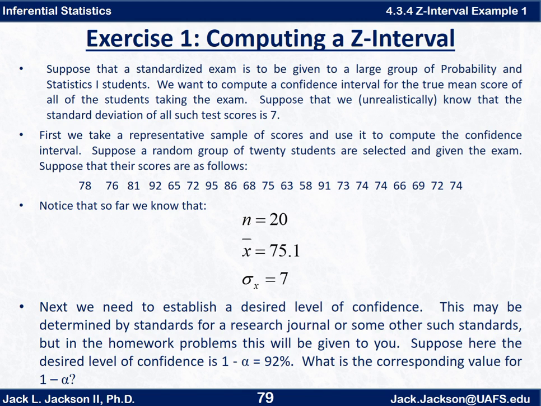So if 1 minus alpha is 92%, what is the corresponding level for 1 minus alpha over 2? Please compute that for me now. Press pause.